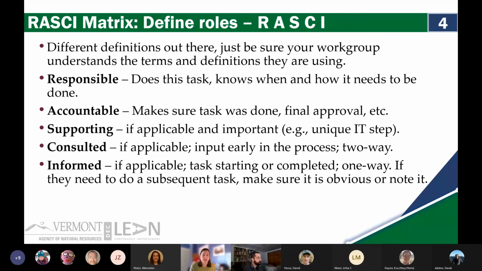Responsible is the person who does the task, so it's probably in their job description. They know when it needs to be done and how it needs to be done. The person who's accountable for a task makes sure that that task gets done, whether it's by another person or themselves. And they may have some level of final approval.